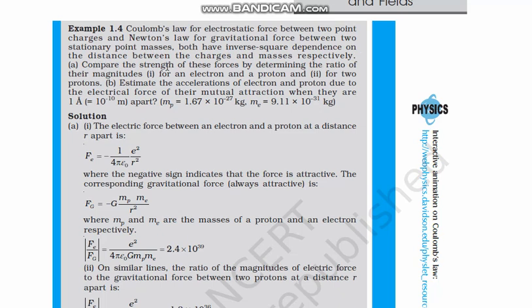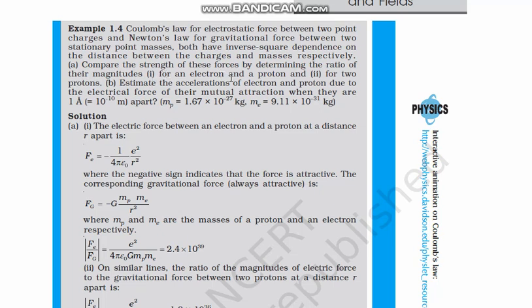Compare the strength of these forces by determining the ratio of their magnitudes. So this is an important question. Last year you read in the first chapter what the ratio is between electrostatic force and gravitational force, and you are well aware that gravitational forces are quite weak, but here you are going to calculate that.